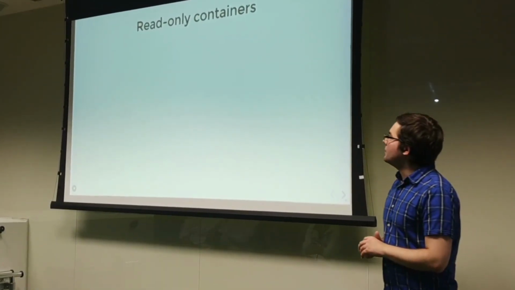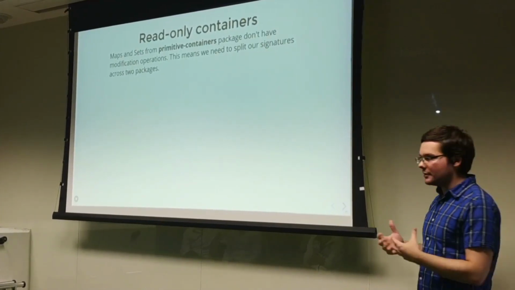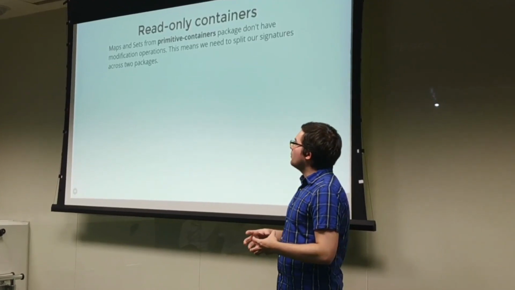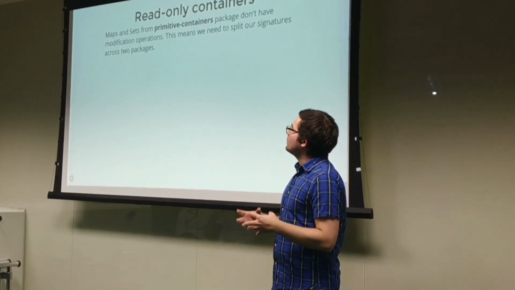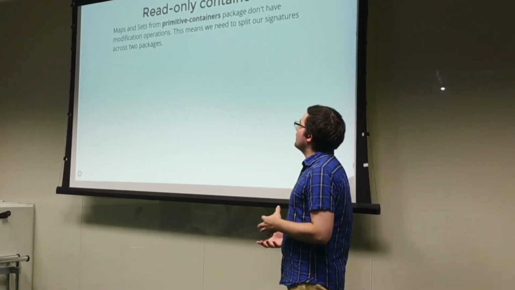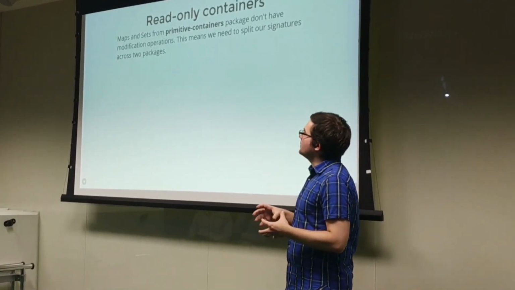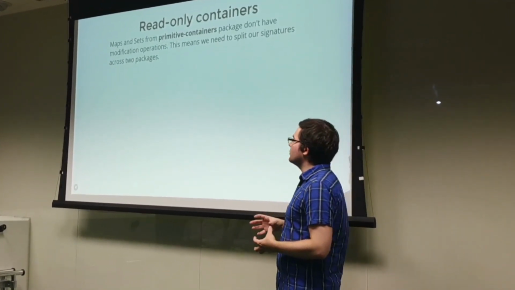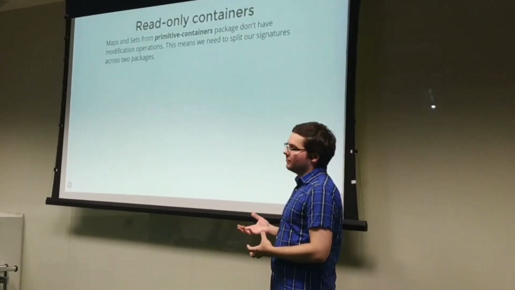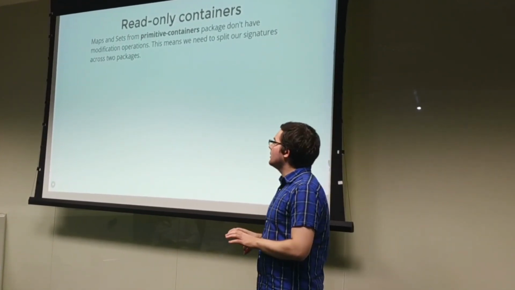Okay. Another problem, as I mentioned earlier, is read-only containers. There is this primitive container package that doesn't have an insert operation. So this means that we can't have one signature with all functions, from lookup to insert and delete. Because when you use a signature, the algorithm that checks that your implementation matches the signature checks that you have an implementation of all functions from the signature. It doesn't allow you to implement only part of them. So this means that we need to split our signatures into at least two parts.